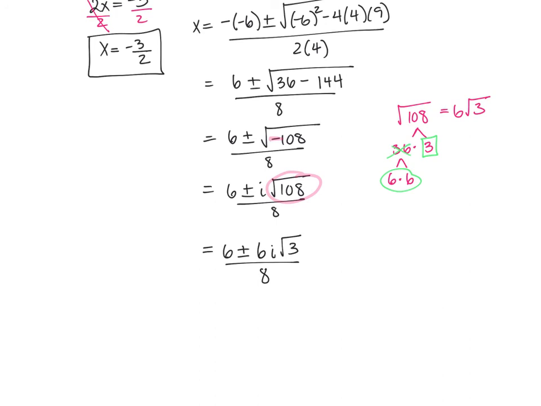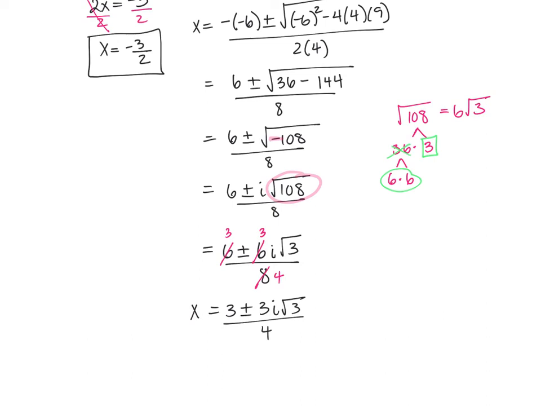So from here, let's think about it. This is a 6, this is a 6, and 8. So if you're looking at just the numbers in front, they can all be divisible by 2. So I'm going to try to reduce this. So 2 goes into 6 3 times. 2 goes into 8 4 times. Just to make this a little bit cleaner. So we get 3i square root of 3 over 4. And then from there, I can't really reduce it any further. 3, 3, and 4 don't have anything in common.